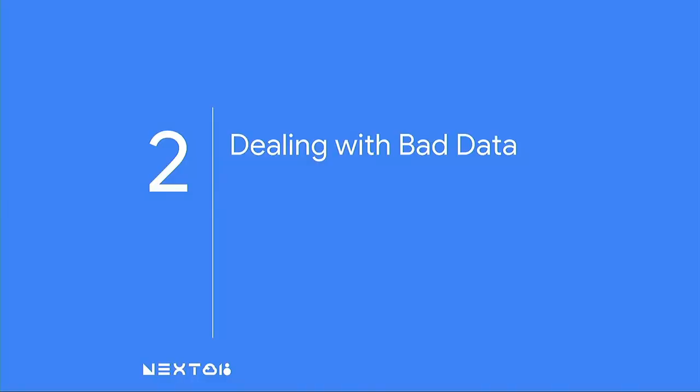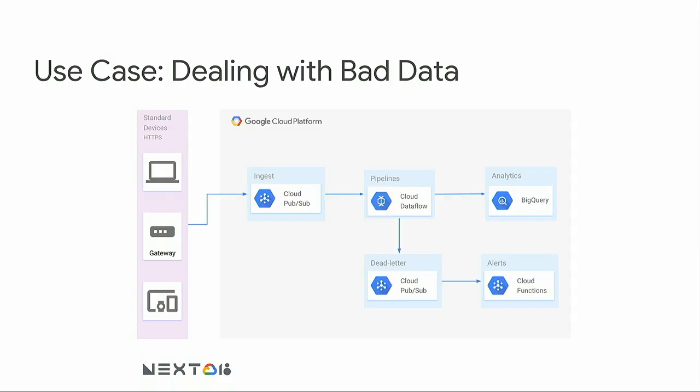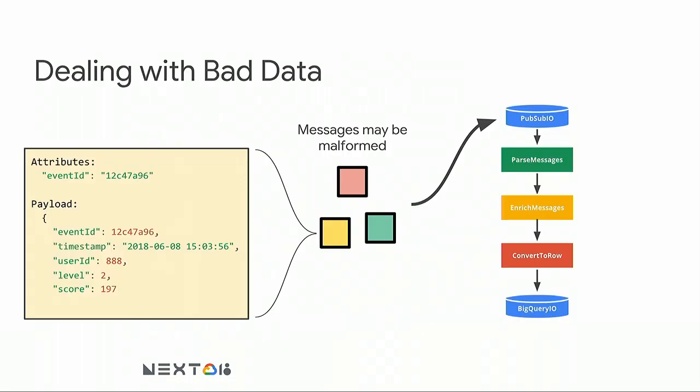So we're achieving exactly once semantics within our pipeline. The next thing we may want to do is think about how we deal with bad data. In order to deal with bad data coming into our system, we're actually going to add some things to our architecture, such as PubSub to handle as a dead letter topic, and Cloud Functions then to alert on messages which end up in that dead letter topic.